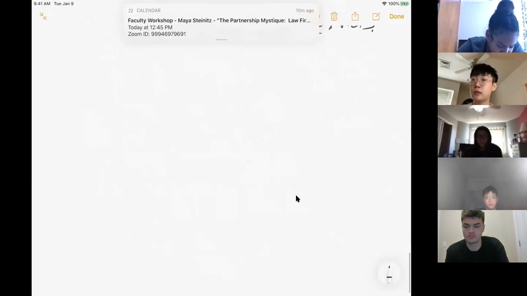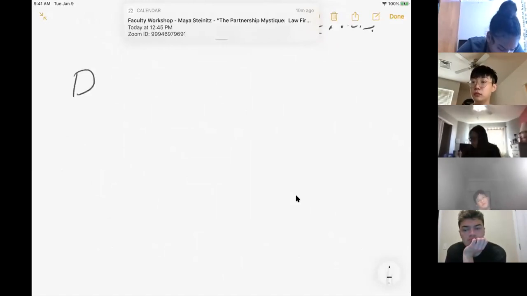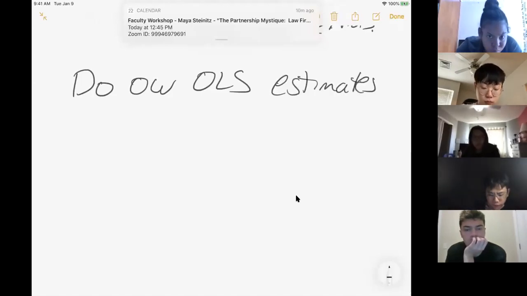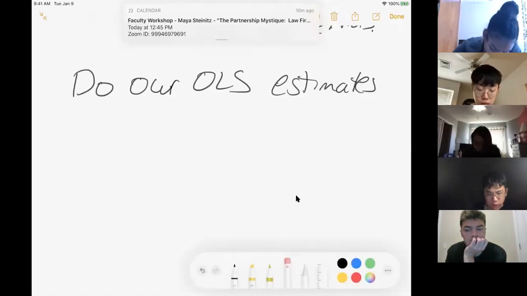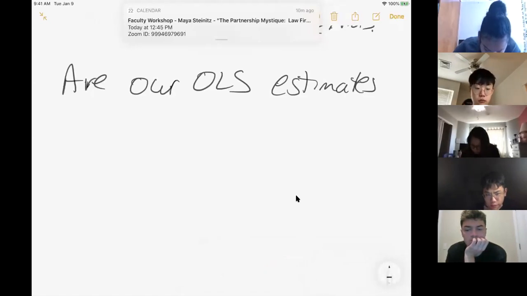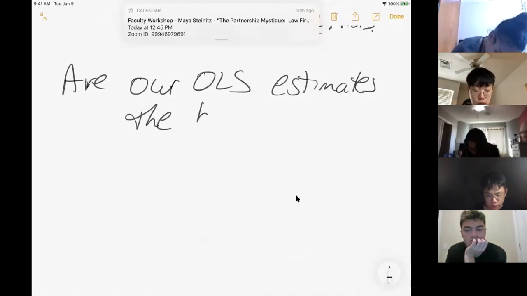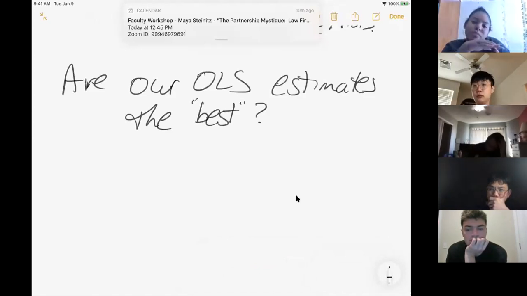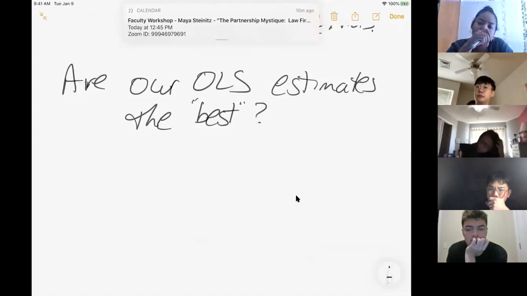Now, the question for us, and this will also be a question for many of the authors of the studies you look at, is: are our OLS estimates the best? In other words, when can we be confident that our ordinary least squares estimates are good? And when do we have to worry that they're not so good? Well, let's talk about that. What do we mean by best?